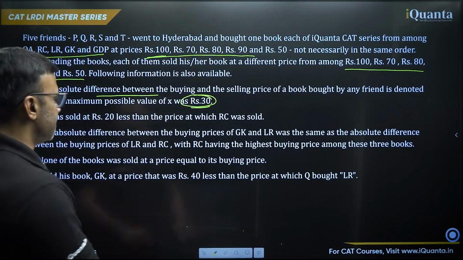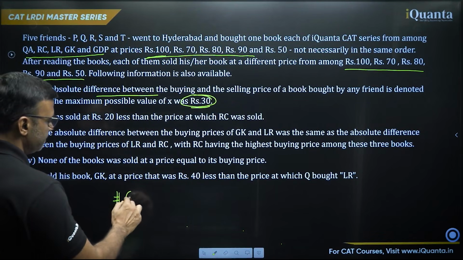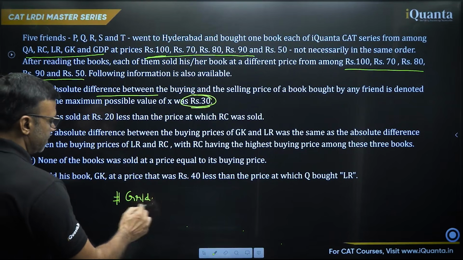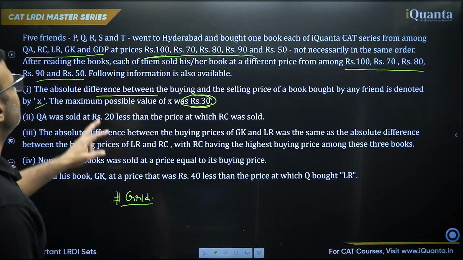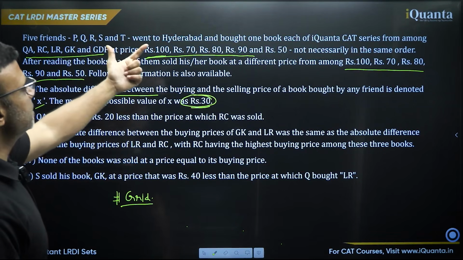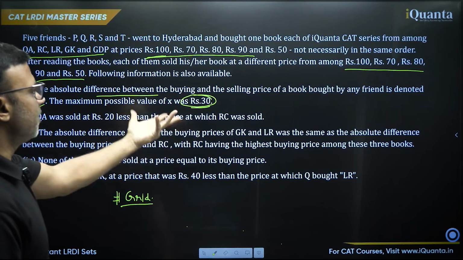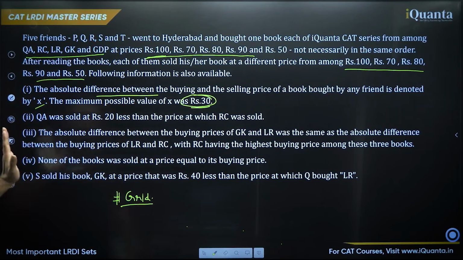So the simple question is a grid. This is called a multivariable grid question, and this is the simpler version of it. How many variables can we see? Names of people, books, selling prices, buying prices, and profit or loss, whatever it is. So here we have less space.